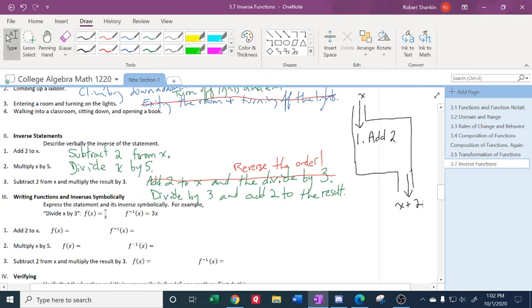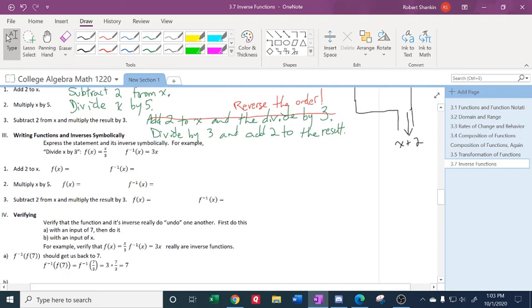All right, and this is where we ended last time. Subtract 2 from x and multiply the result by 3. We had started by just taking subtract 2 from x and making it add 2 to x, and multiply the result by 3 and divide the result by 3. That's the first thing I would have done too, but then we realized we also have to reverse the order. Divide by 3 and then add 2 to the result. So invert each action and reverse the order.